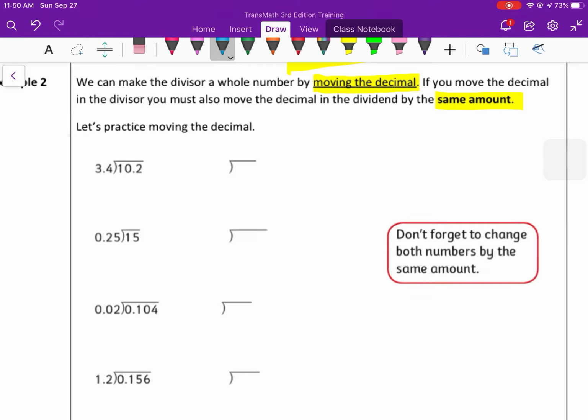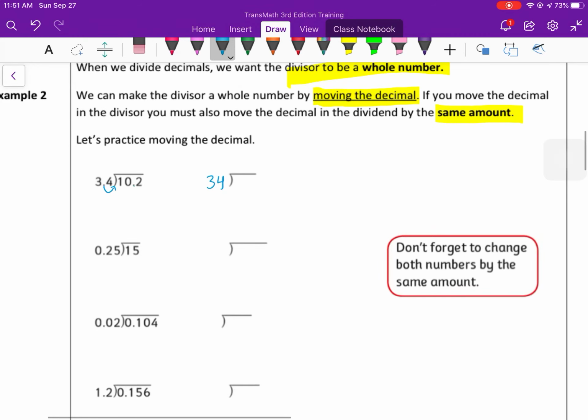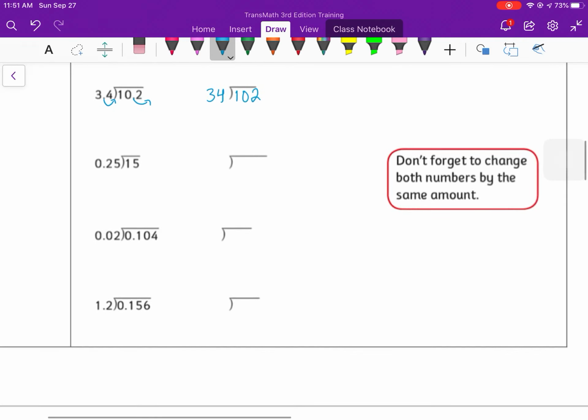So if I have the 10.2 divided by 3.4, in order to do this division, I want the outside number to be a whole number, which means I have to move the decimal point over one time there to make the outside number 34. And if I move the decimal point on the outside number 1 over, I have to do the same thing to the inside number. So instead of 10.2, that would be 102. And then we would be able to divide.